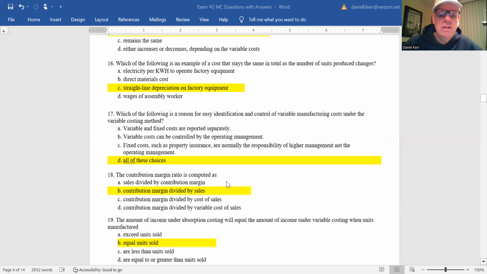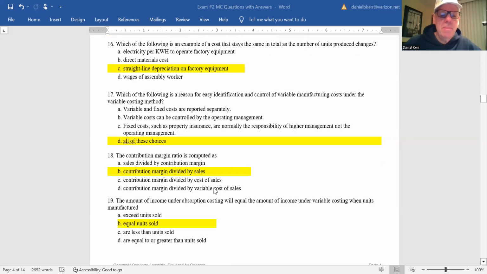Contribution margin ratio is computed as contribution margin divided by sales. That's the contribution margin ratio. So the answer there is B.